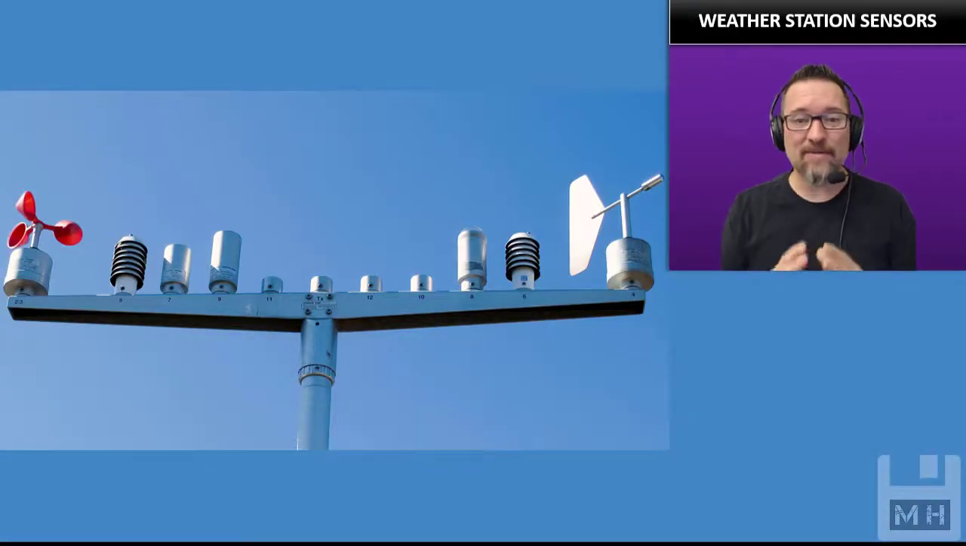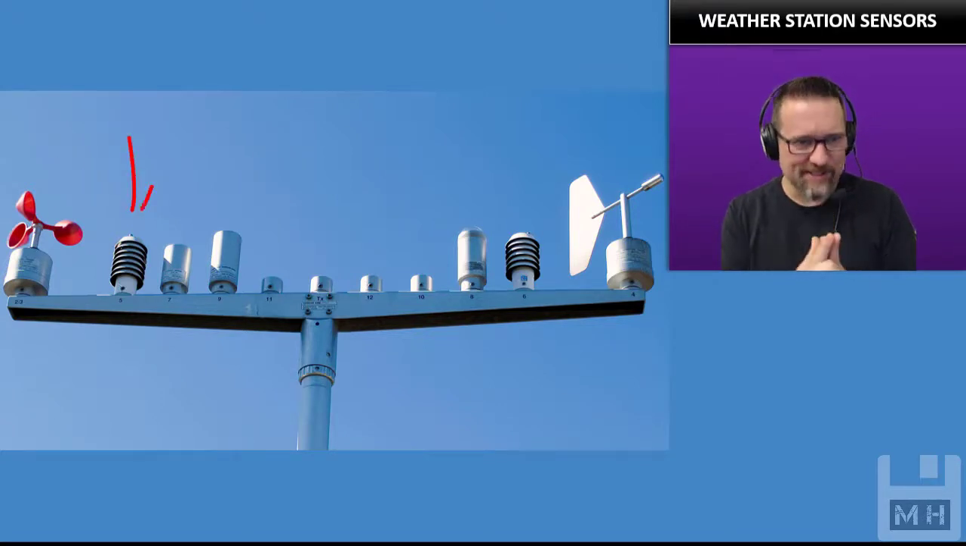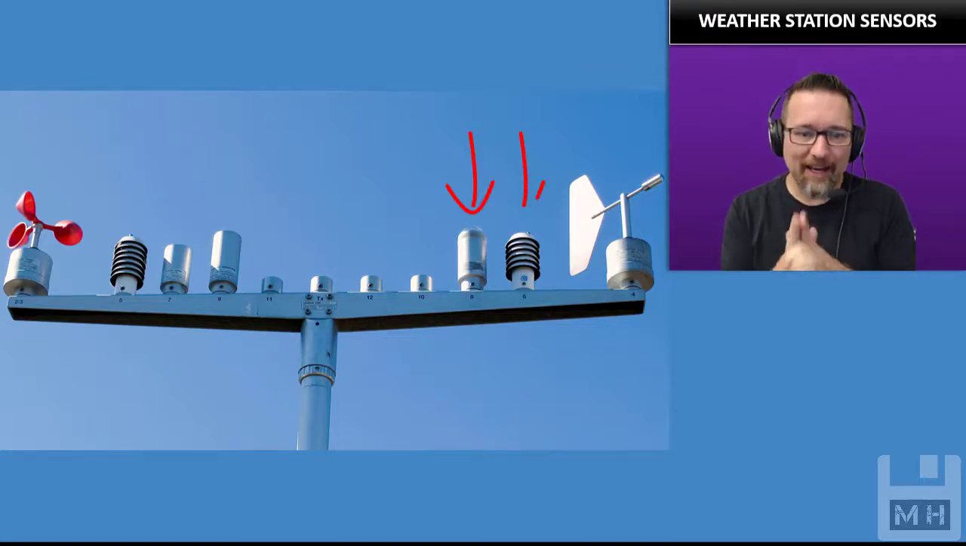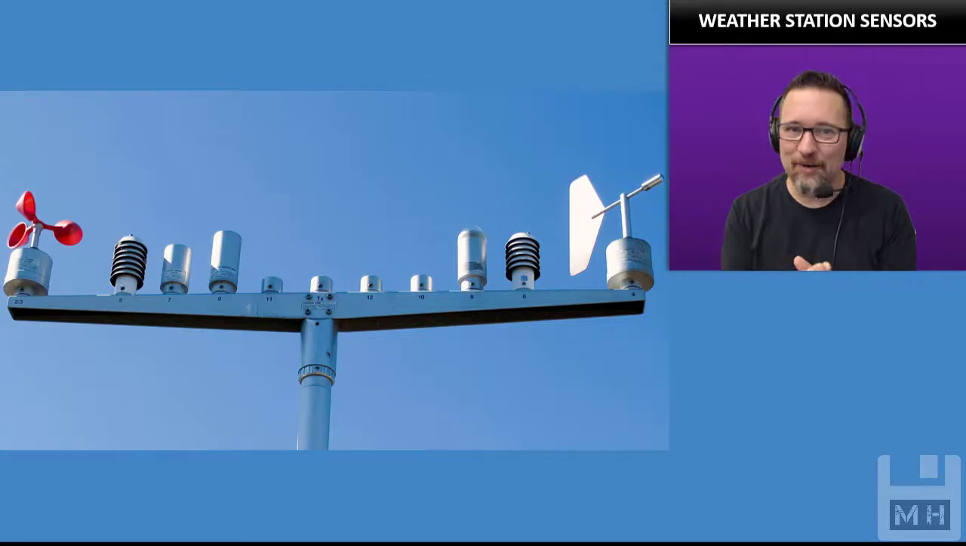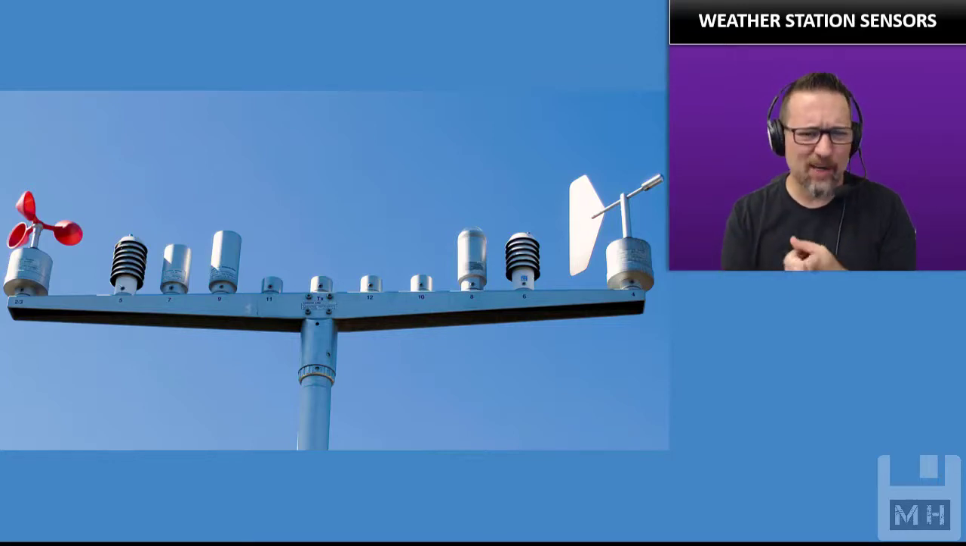Here's another example of different types of sensors for a weather station. We have wind speed, I think. We have something else, something else, and wind direction. I don't know what the something elses are, I'm sorry. But all of those have different types of sensors to detect different things. I would think one of them is for wind or pressure in the air or moisture in the air, temperature, that sort of stuff.